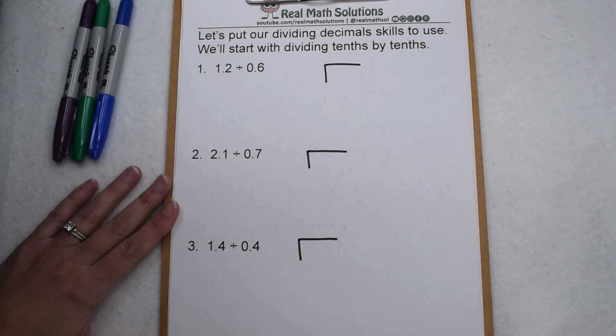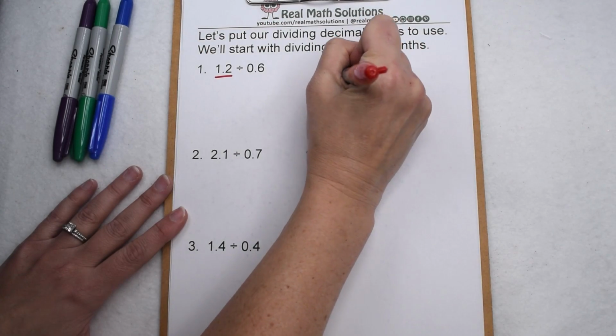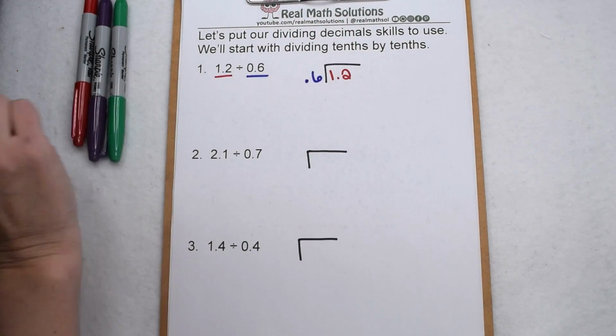Let's put our dividing decimal skills to use. We'll start with dividing tens by tens. First, we're going to set it up in the division house. 1 and 2 tenths is our dividend, so it goes inside. 6 tenths is our divisor, so it goes outside.